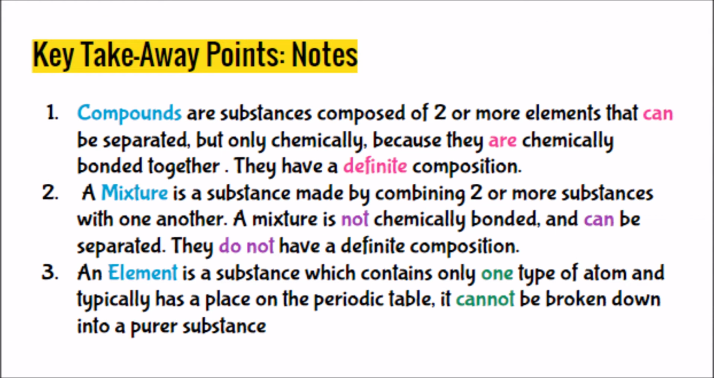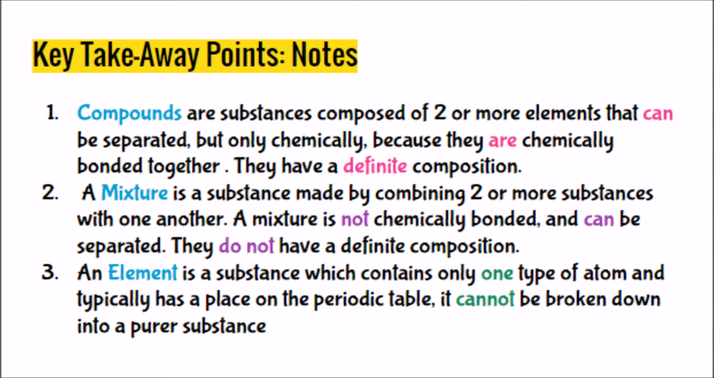The following are a few key takeaway points of this lesson. Number 1. Compounds are substances composed of two or more elements that can be separated, but only chemically, because they are chemically bonded together. They have a definite composition. Number 2. A mixture is a substance made by combining two or more substances with one another. A mixture is not chemically bonded and can be separated. They do not have a definite composition.